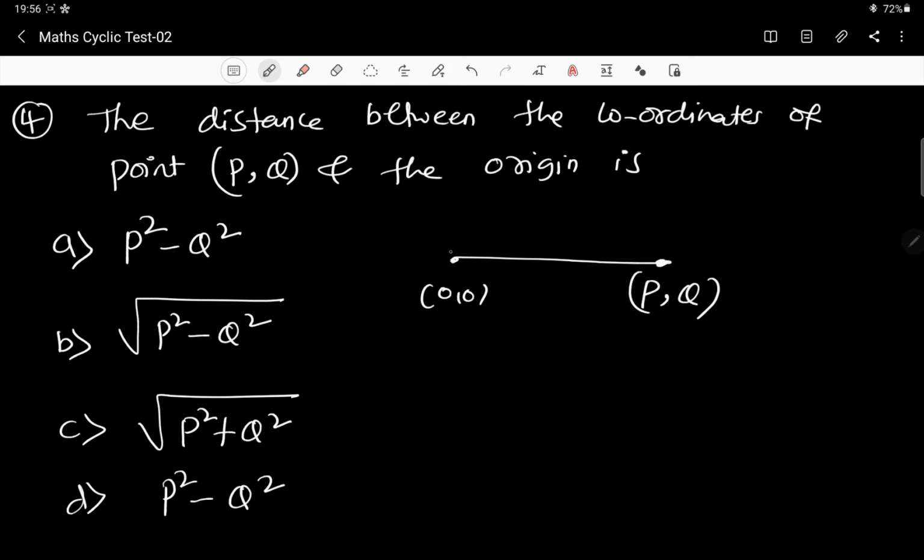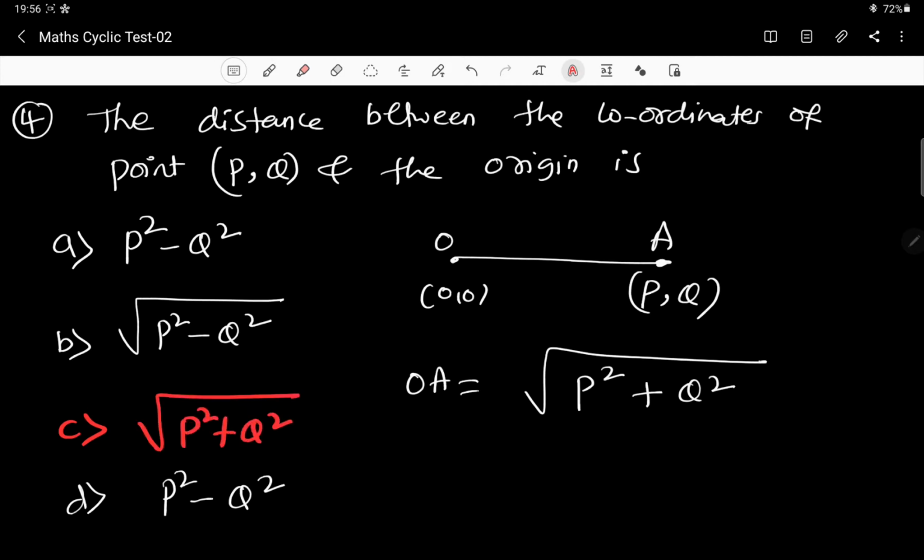Just now we have done this, no? This one is O, this one is A. OA is equal to under root of p minus 0, which is p only, so p square, plus q minus 0, which is q only, q square. So it is under root p square plus q square. So you can take this option. This is the right option, so we got this answer.